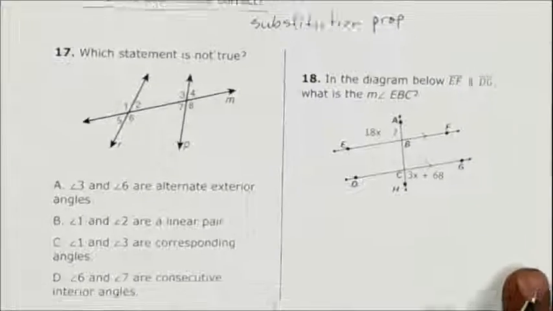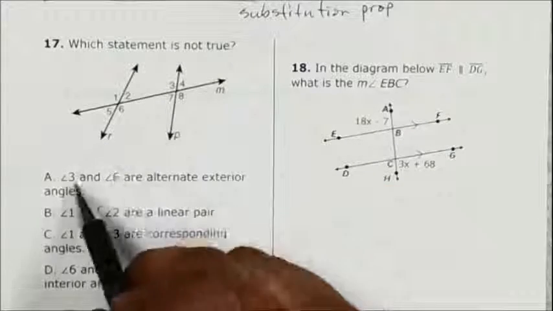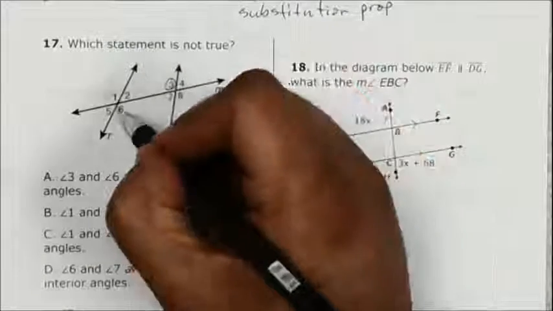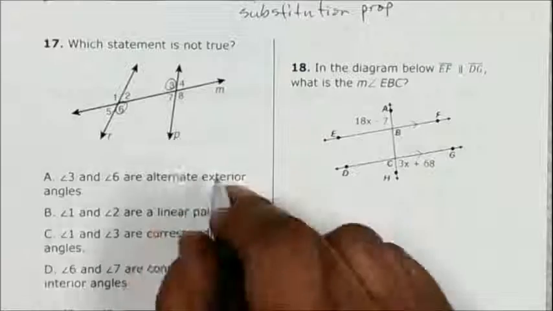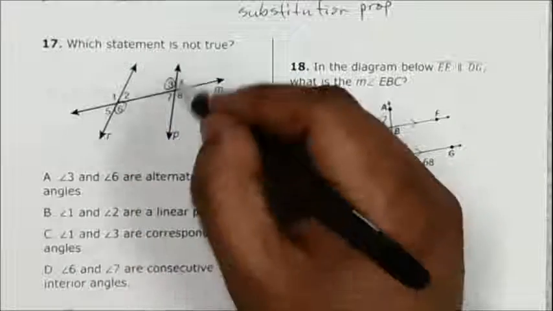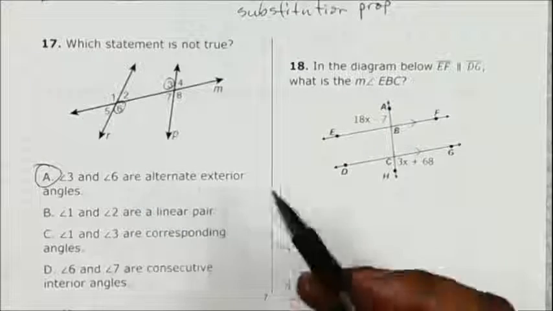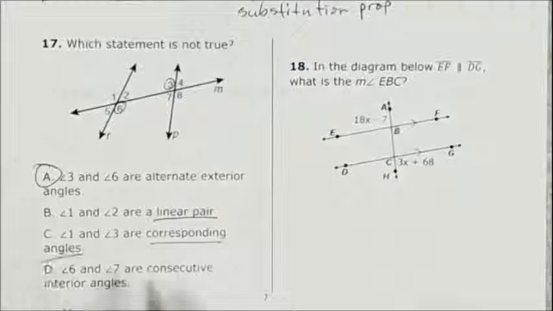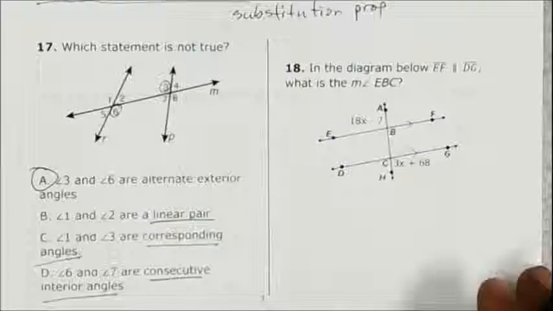Now for number 17, it says which of the statements is not true. Angle 3 and 6 are alternate exterior angles. 3 is right here and 6 is here. That's not true because this should actually read alternate interior, since they're inside the two lines R and P. So this one is not true. But since we're reviewing, you need to make sure that you know what linear pair is, corresponding angles, and consecutive interior angles. You've got to know those vocabulary words and how to identify them in a picture.